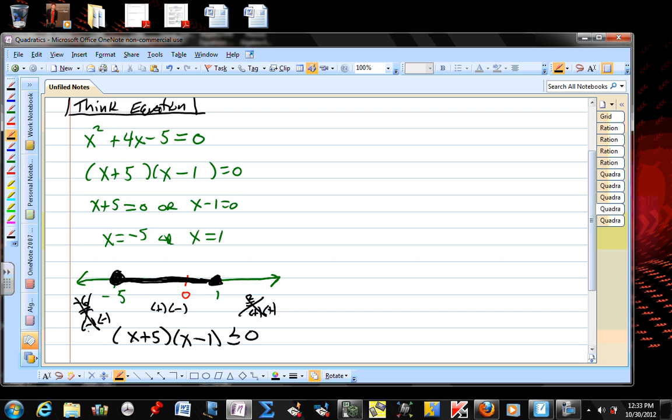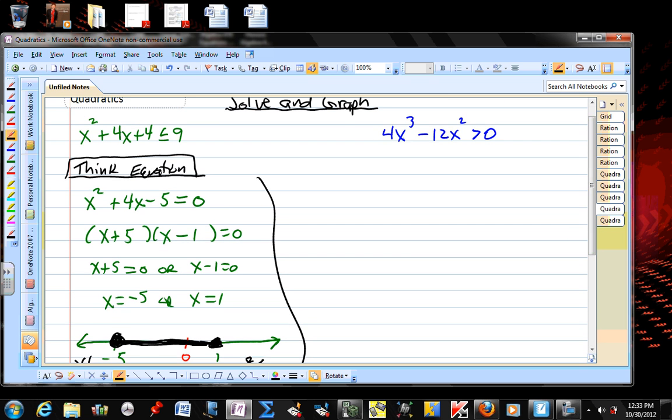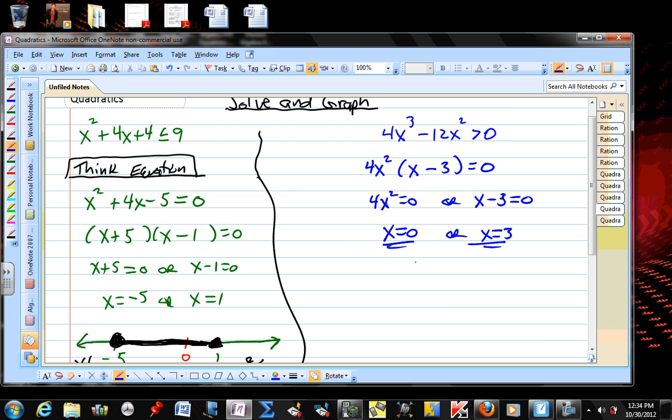Okay. Let's go to the next problem. Just like in our first problem, we're going to think of an equation here. So we're going to solve this quadratic. Let's factor out a 4x squared. We're going to be left with x minus 3. First, we're going to solve for when this equals 0. The zero product property tells us that 4x squared is 0, or x minus 3 is 0. Well, x is 0, or x is 3. These are the numbers that will split our number line into regions.